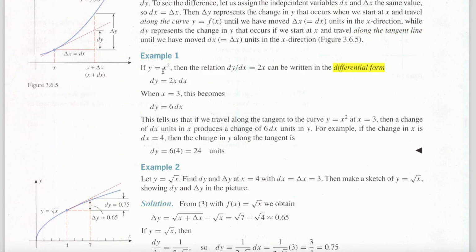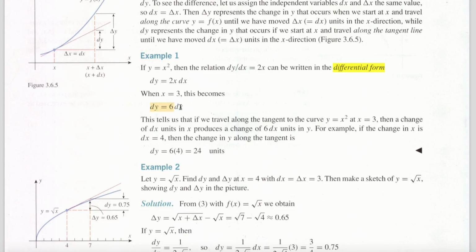Example 1, if y is equal to x squared, then the relation dy dx equals 2x can be written in differential form. So you've got to know what differential form is, okay? So here's differential form, dy equals 2x dx. Then, when x equals 3, this means that dy is equal to 6 dx.